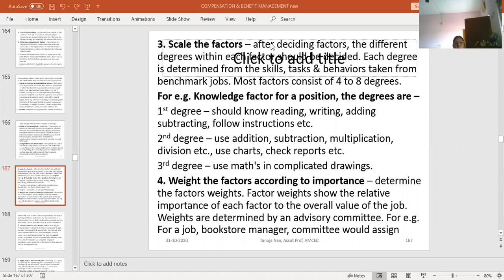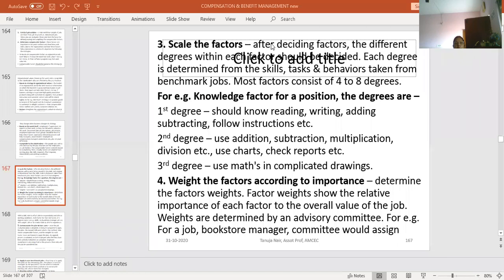Second degree, you will say he should know addition, subtraction, multiplication, division. He should be able to check reports, use the charts, etc. Third degree is the job holder should be able to analyze and interpret complicated drawings. He should be able to use maths in complicated drawings.